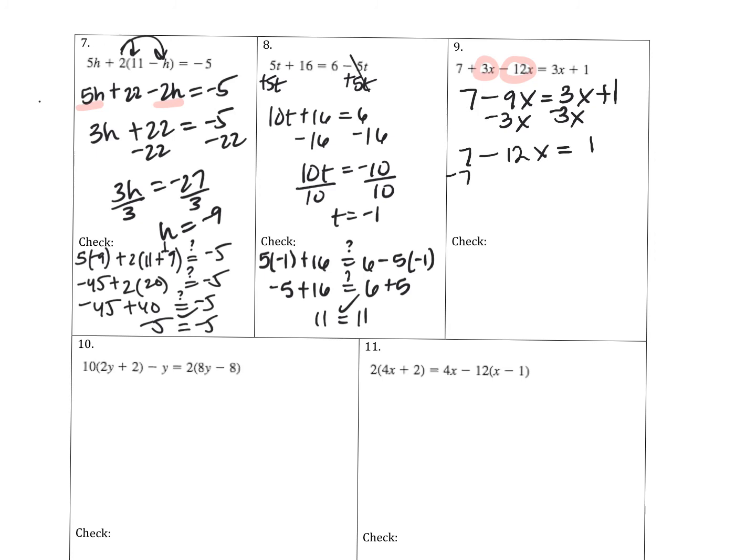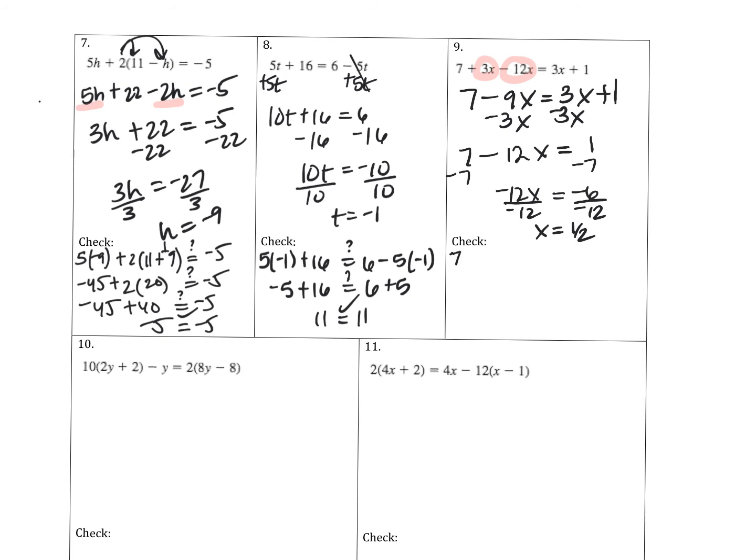We will subtract 7 from each side, and we'll get negative 12x equals negative 6. Okay, divide by negative 12, and we get x equals positive 1/2.